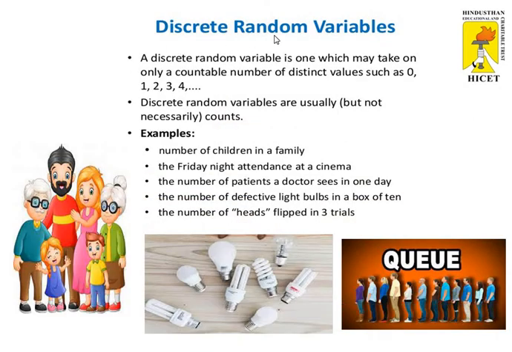Let us see the discrete random variable. It is one which can take only a countable number of distinct values such as 0, 1, 2, 3, 4. As examples, we can have the number of children in a family, the number of defective bulbs in a box, or the number of persons standing in a queue. These are all examples of discrete random variables.